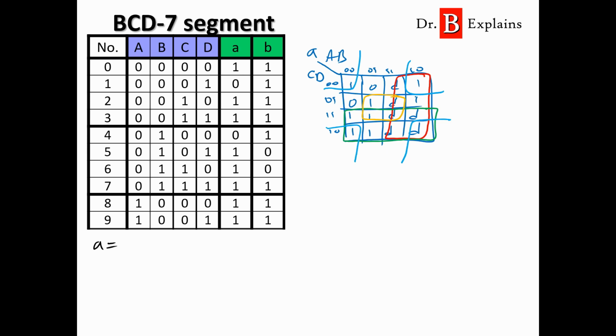So red is what? A plus green is what? Green is C plus, we do the yellow one. Yellow one is B and D. And then the 4 corners are A naught. What is this? 4 corners.